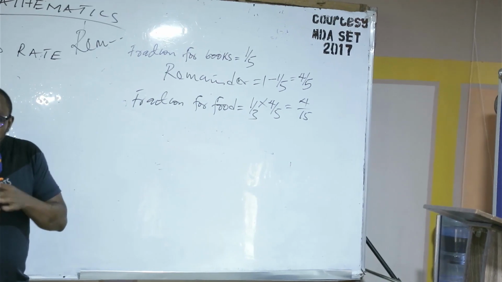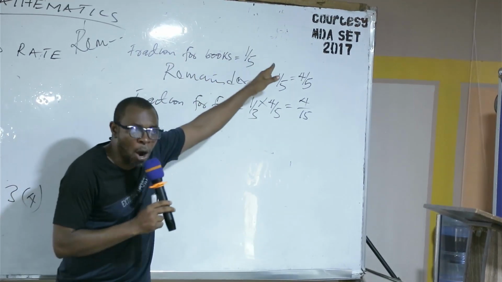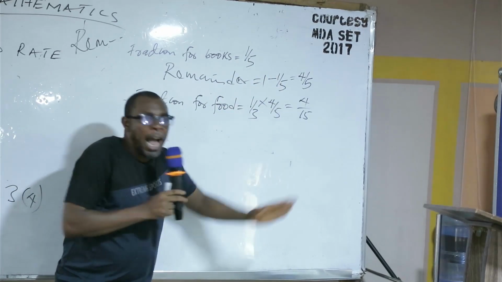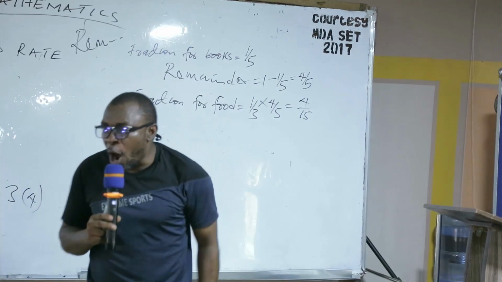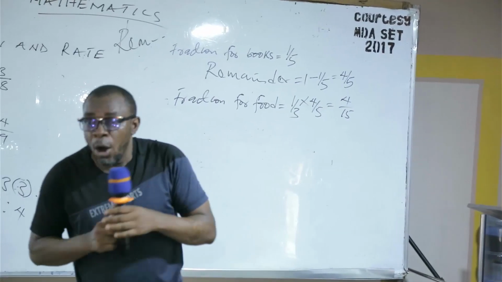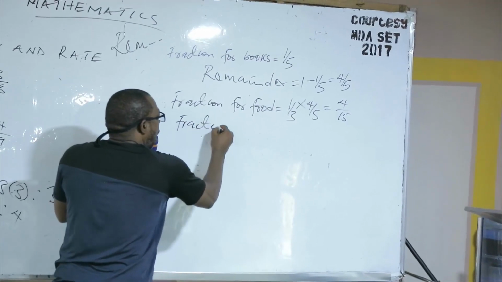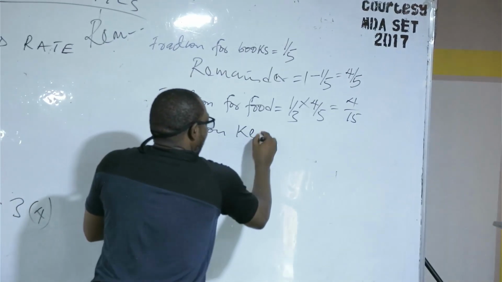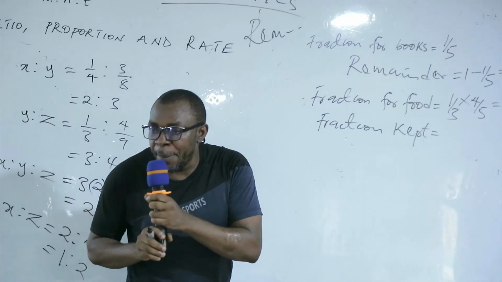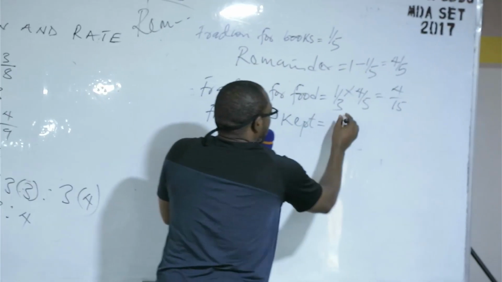Now we go down. You've seen that the man spent on books how much? Spent on food how much? And kept the rest for what? What we need is the fraction kept. Now let me teach you this. For you to get the fraction kept, go to the remainder. What was the remainder?